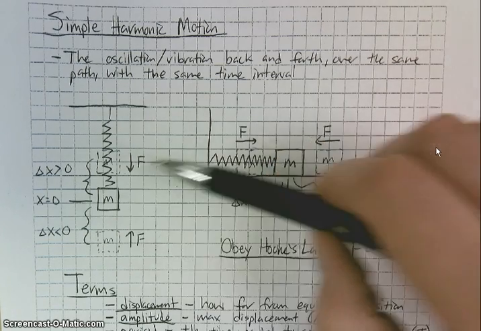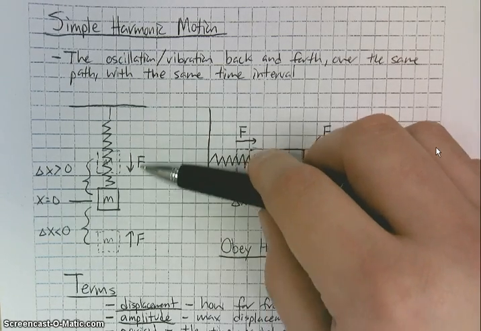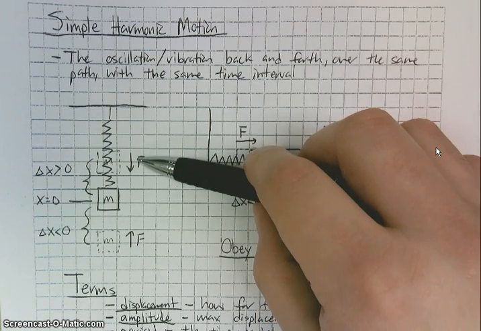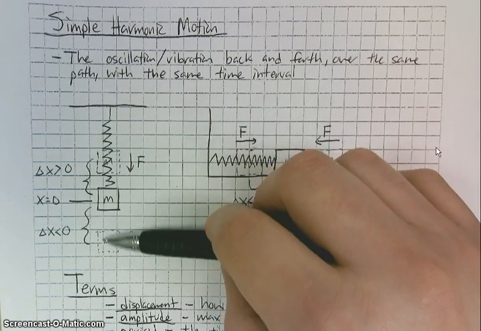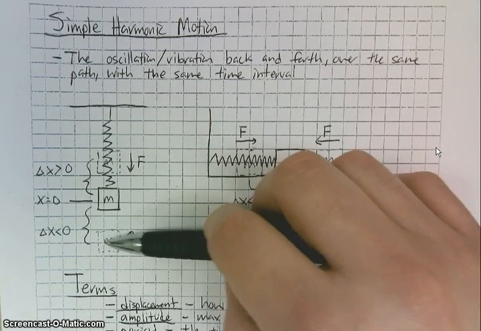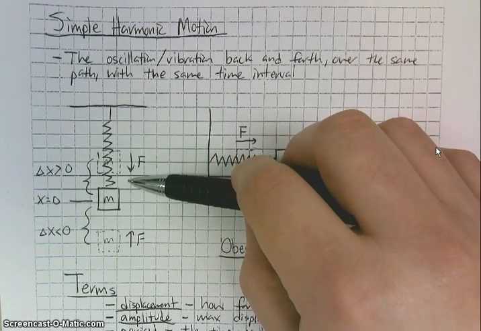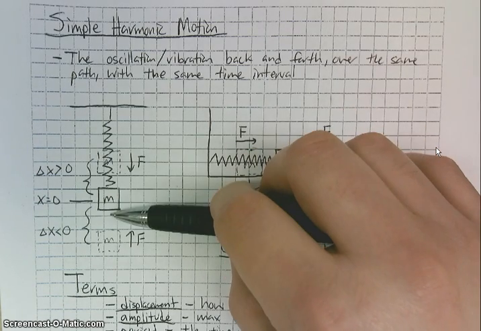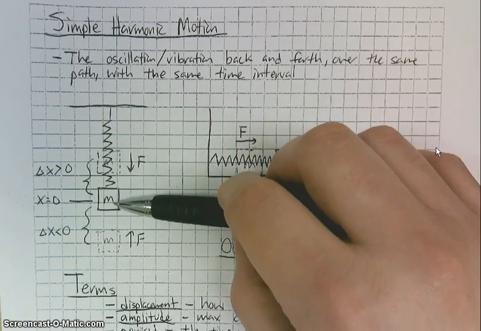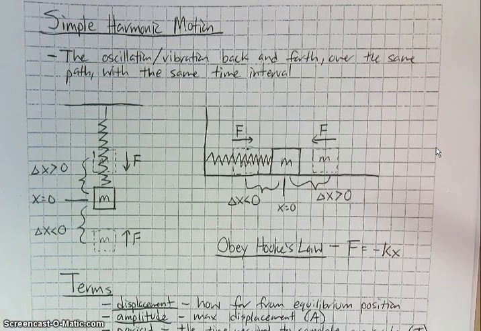Now the other thing that we should make note of is that there are forces acting on this, and they're always in the opposite direction as the displacement. If we have a negative displacement, the force is up. If we have a positive displacement, the force is down. This is the reason why it comes down. There must be a net force pushing down on it this way, or pulling down on it in this case.